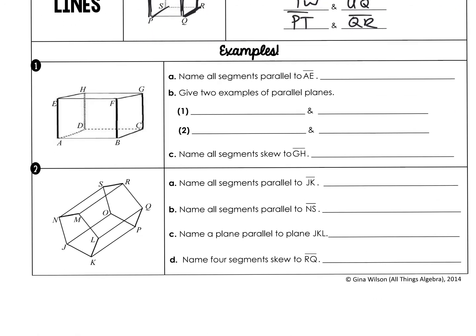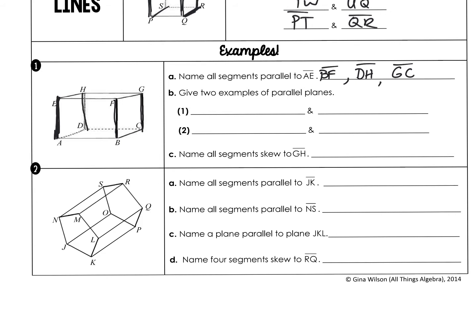All right, so here's a couple examples just based on these couple basic definitions that we have. Example 1, name all segments parallel to AE. Well, here's AE. Okay, so parallel would be BF, DH, and GC, or CG.